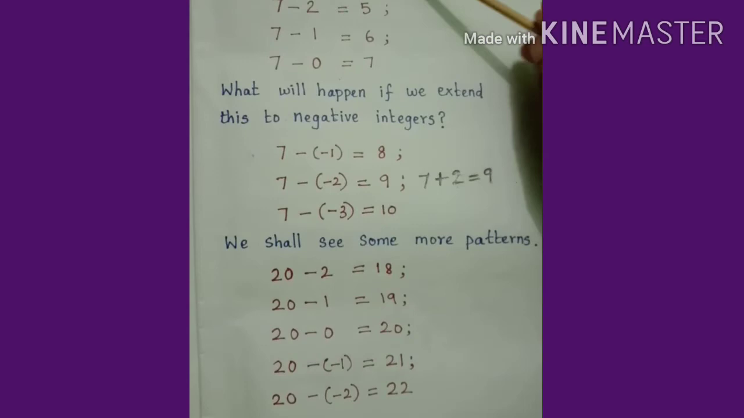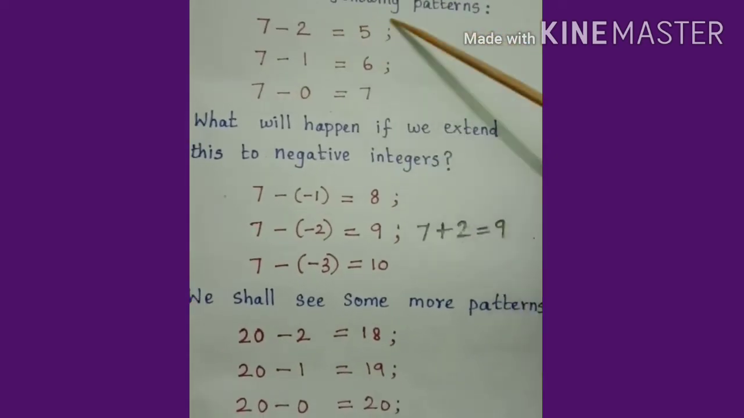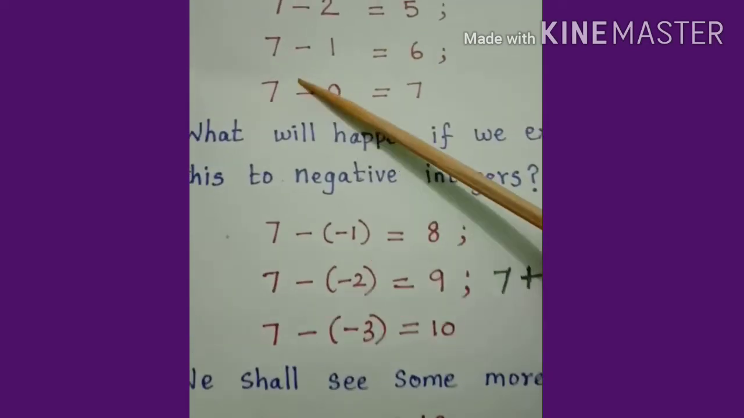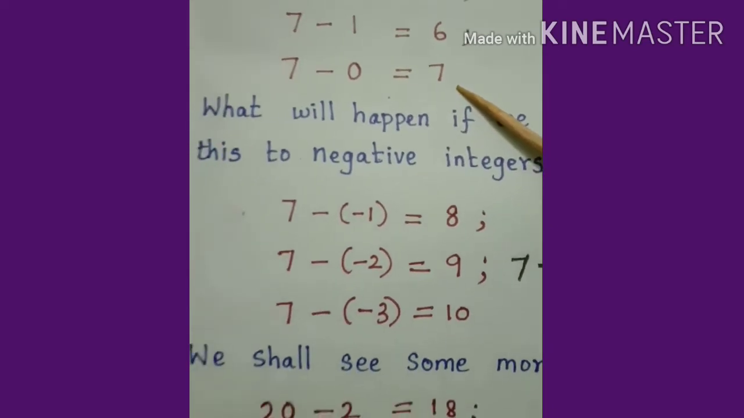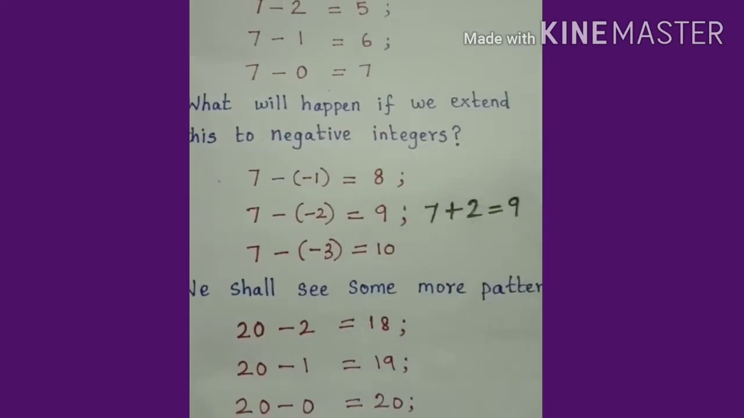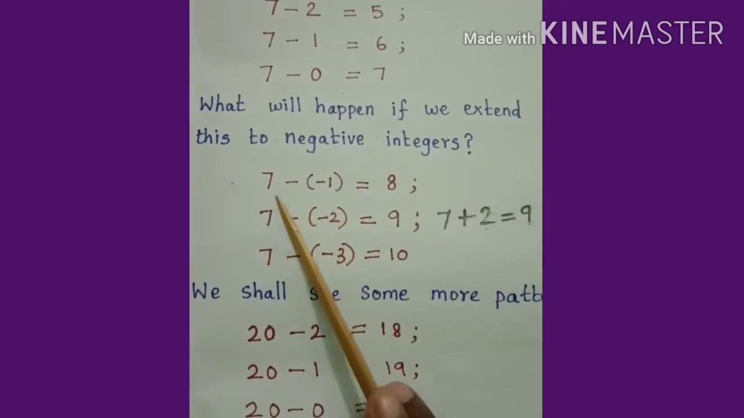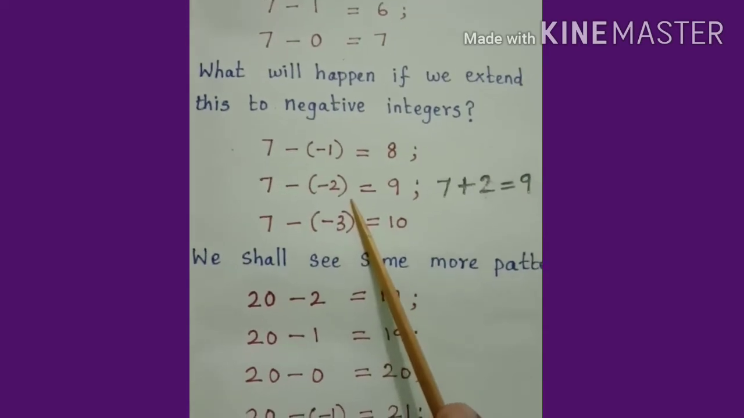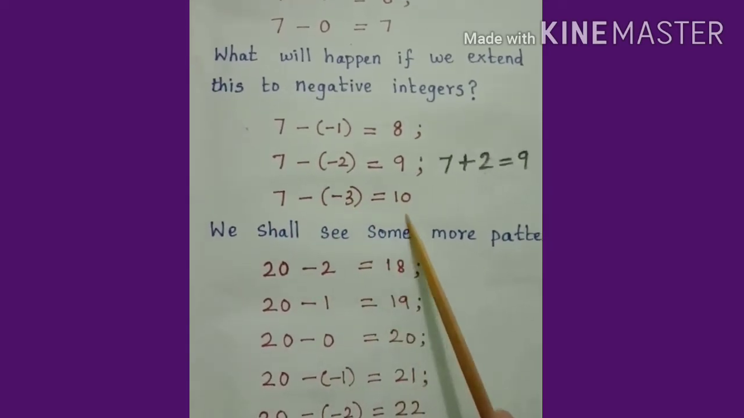Now let us learn subtraction of integers in another way. Observe the following patterns. 7 minus 2 is equal to 5. 7 minus 1 is equal to 6. 7 minus 0 is equal to 7. What will happen if we extend this to negative integers? That is, 7 minus of minus 1 is 8. 7 minus of minus 2 is 9. 7 minus of minus 3 is 10.